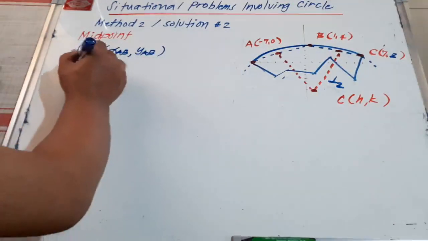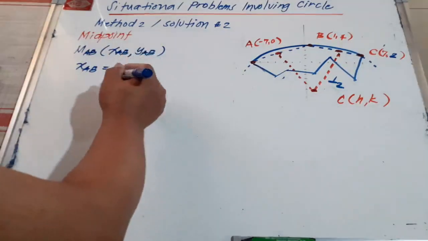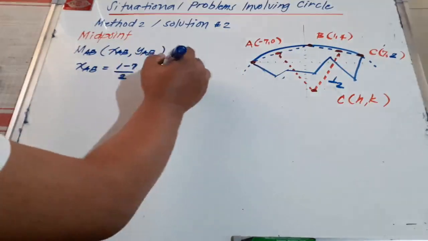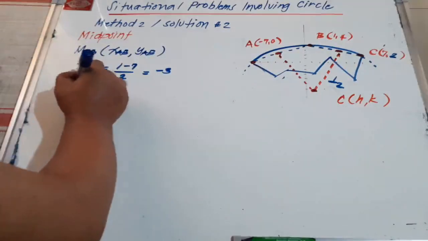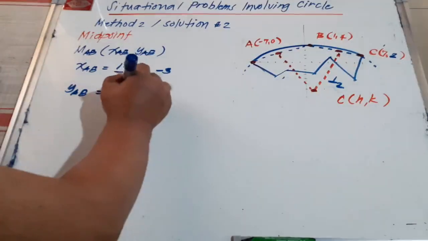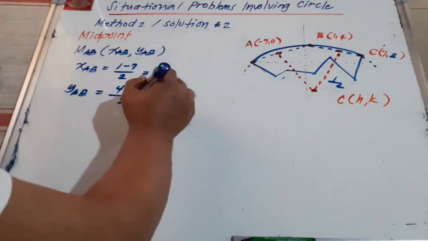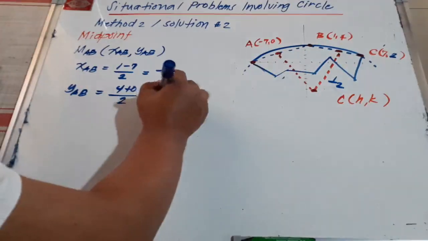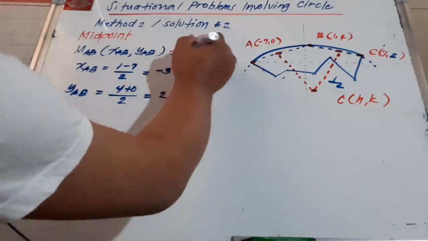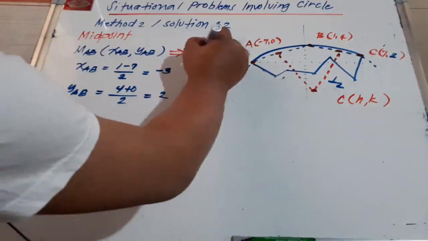Then, kunin muna natin yung abscissa ng midpoint, x sub AB. Sum of the abscissas divided by 2. So, 1 plus negative 7 divided by 2 is negative 3. For the ordinate of the midpoint, that will be 4 plus 0 divided by 2. That will be 2. Okay? Therefore, the midpoint of the chord connecting the points AB is located at negative 3, 2.